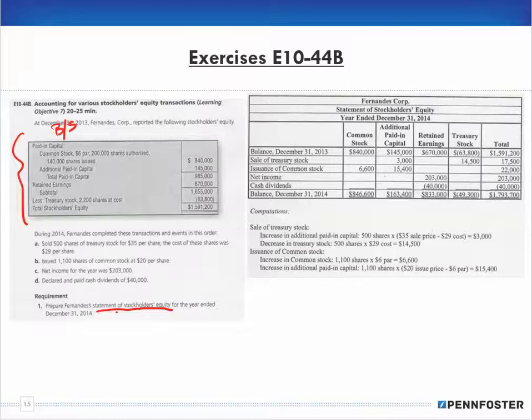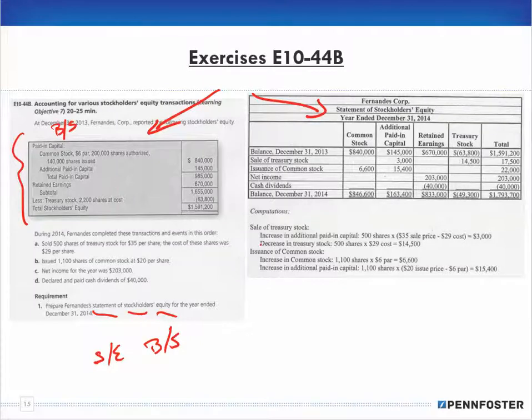But the point I want to make here is that we're talking about a statement of stockholders' equity, okay? It's a statement of stockholders' equity. It is not the stockholders' equity portion of the balance sheet, okay? This is different than this, right?